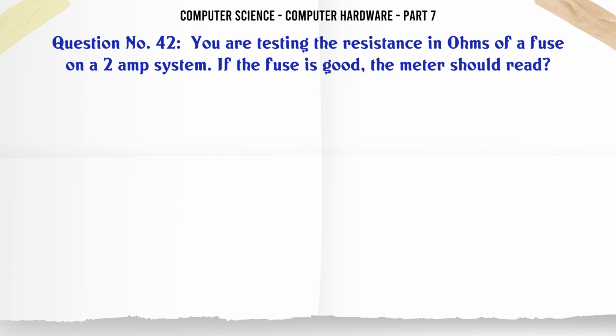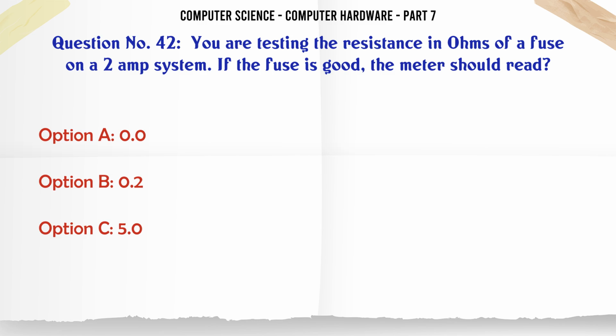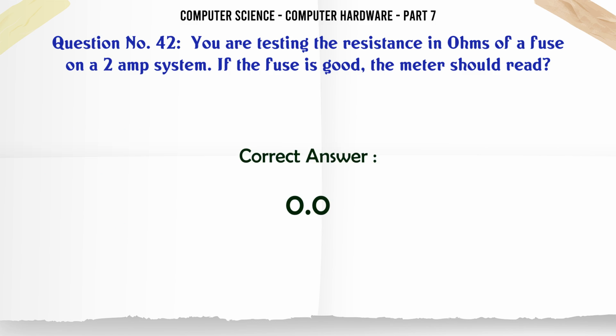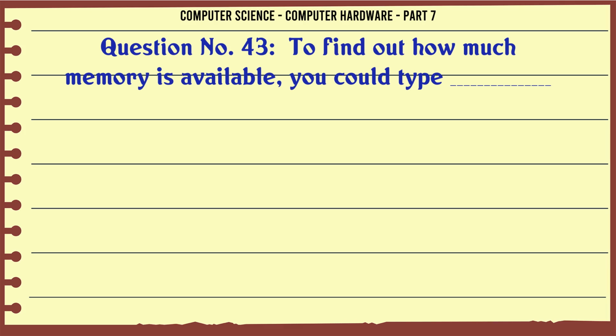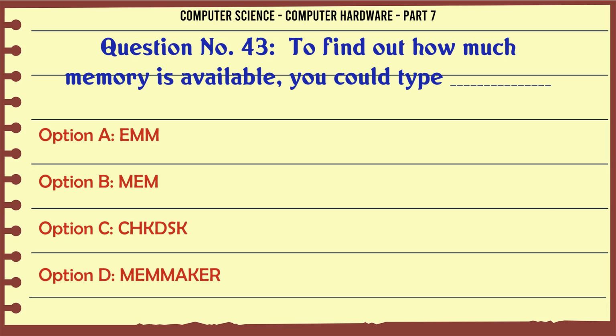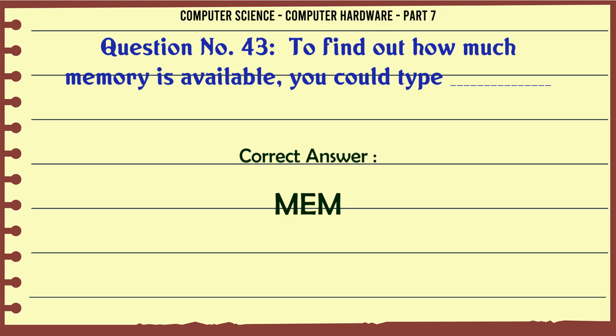You are testing the resistance in ohms of a fuse on a 2-amp system. If the fuse is good, the meter should read A. 0.0, B. 0.2, C. 5.0, D. 2.0. The correct answer is 0.0. To find out how much memory is available, you could type A. EMM, B. MEM, C. CHKDSK, D. Memmaker. The correct answer is MEM.